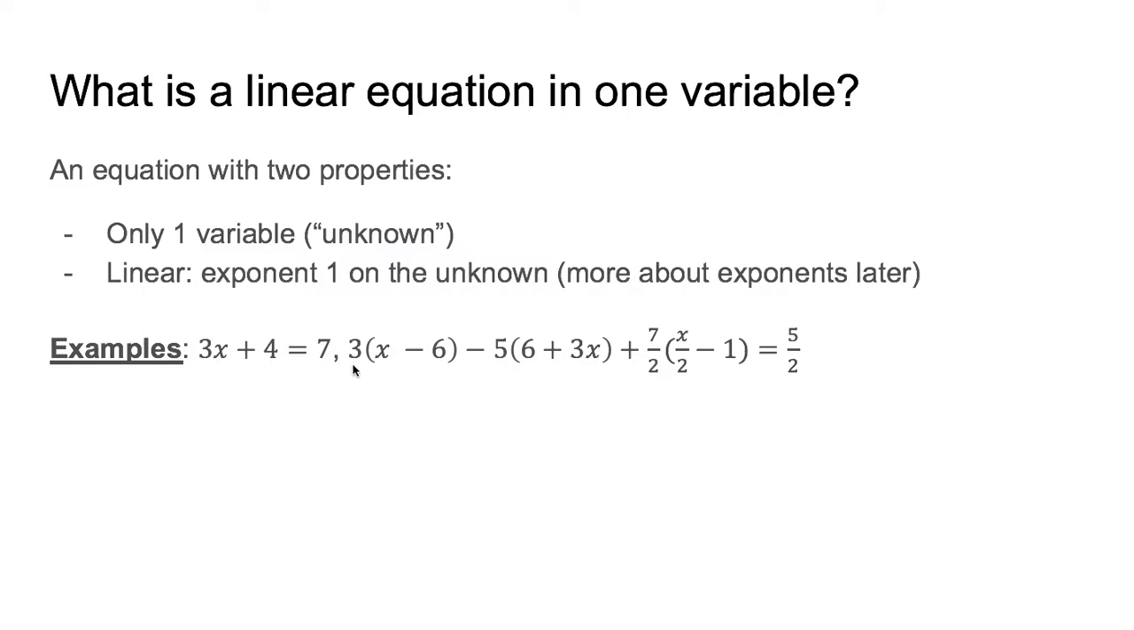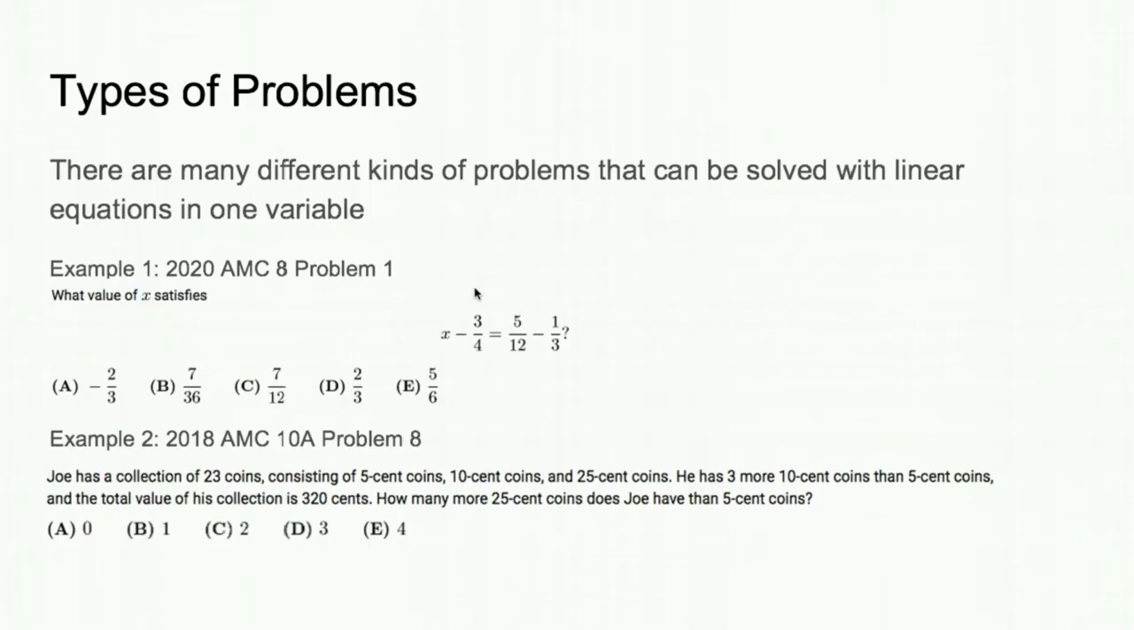Now, a more interesting example, we have 3 times quantity (x - 6) minus 5 times quantity (6 + 3x) plus 7/2 times quantity (x/2 - 1), all equals 5/2. Here we see that there is again only one variable, x, even though it occurs in multiple places. That's okay, there is still only one variable, and in each place the x occurs it has exponent 1, so we know this again is a linear equation in one variable.